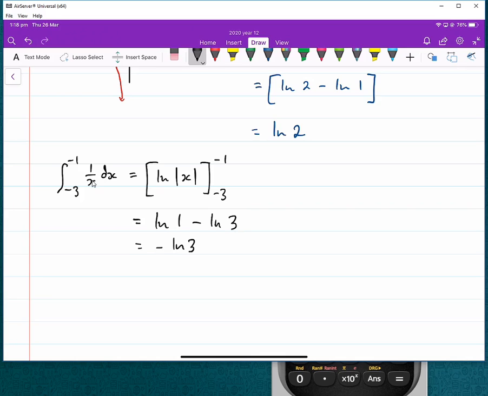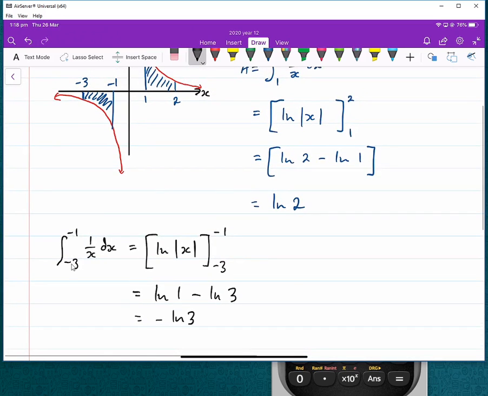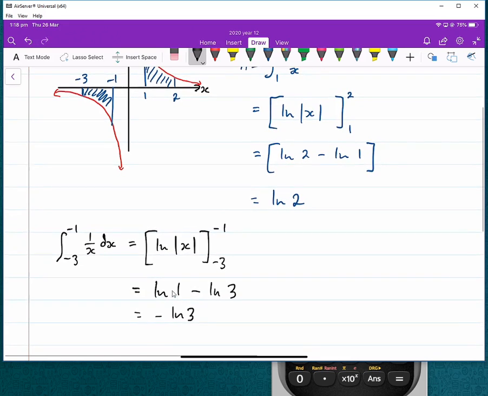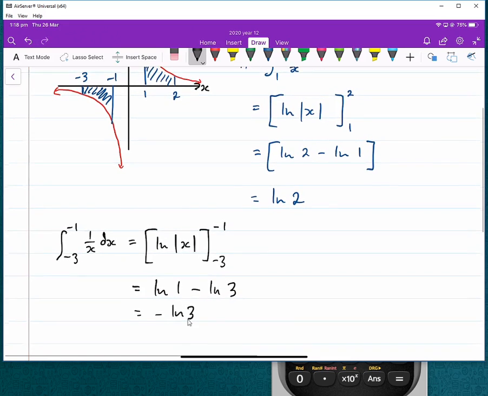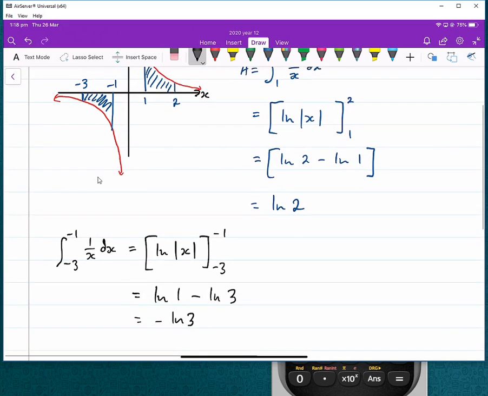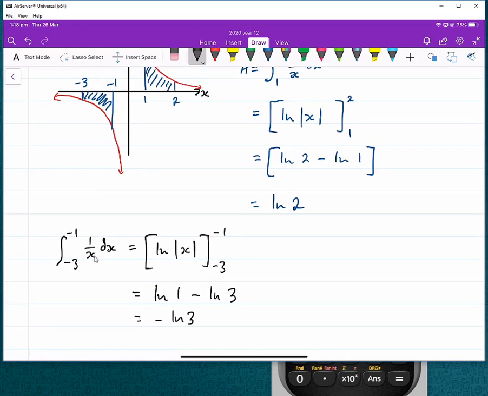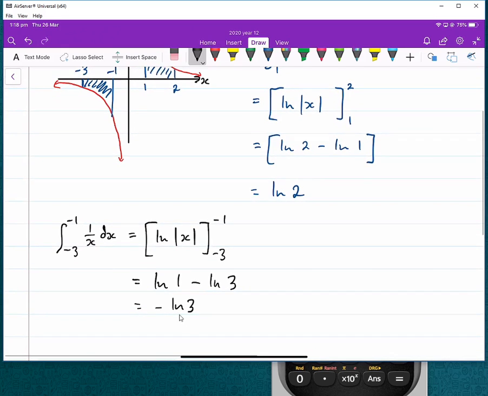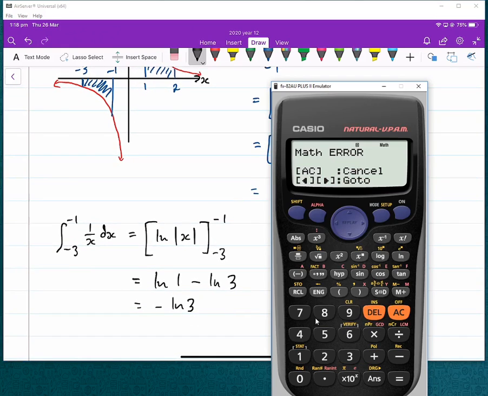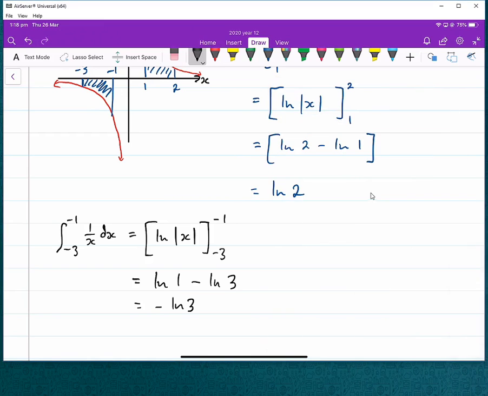It's important, if we're looking at these questions, that we've got these in the right order, because if we wrote it the other way, we would have got ln 3 minus ln 1 and got a positive answer. However, I was just asking for the integral and not the area, so this is a negative answer. Negative ln 3 gives you whatever it is to how many decimal places you want. So the area is 1.09 or 1.1, but the integral is negative 1.1.